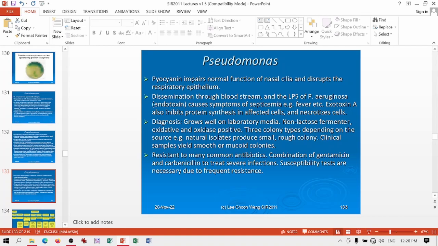It grows well on laboratory media, non-lactose fermenter, so on a MacConkey agar it will be a pale, colorless colony. Clinical samples usually yield smooth or mucoid colonies, whereas natural isolates produce small and rough colonies. Since it is resistant to many common antibiotics, susceptibility tests are necessary in order to find the right combination of antibiotics to treat this infection.